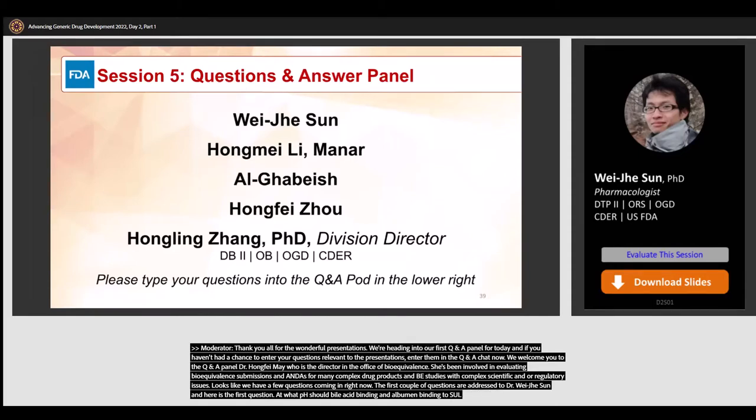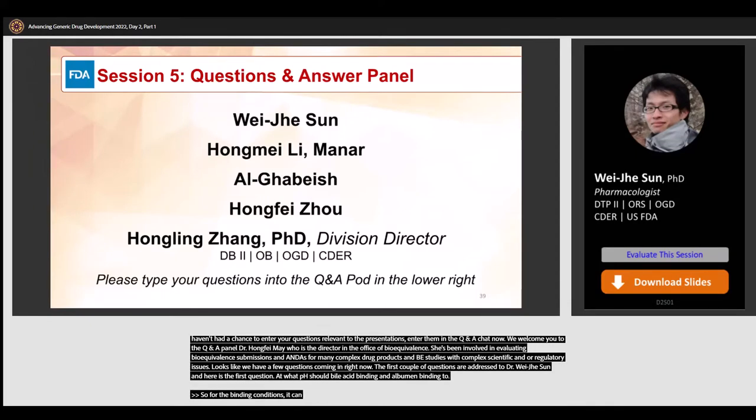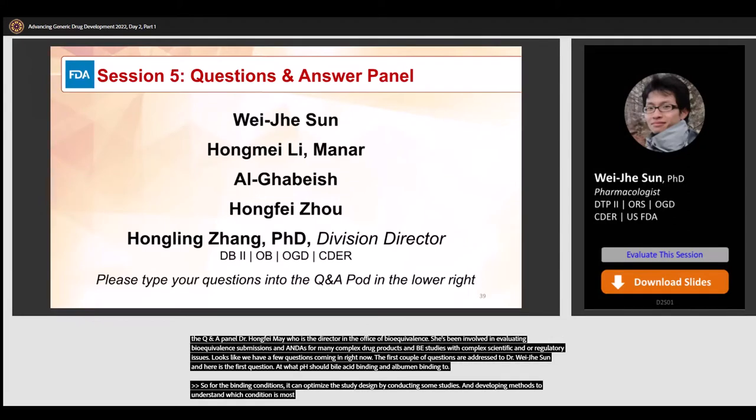So this is a good question. For the medium pH or for the binding conditions, you could optimize the study design by conducting some studies and developing methods to understand which condition is most sensitive to the binding and the condition is biorelevant, and then select the conditions with the justification. Thank you.